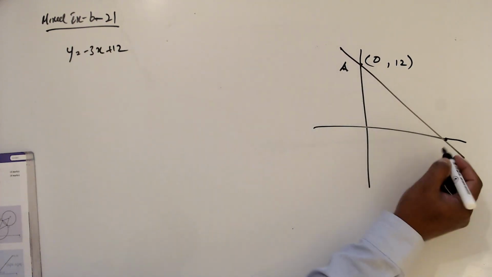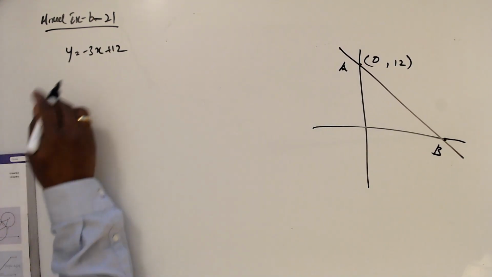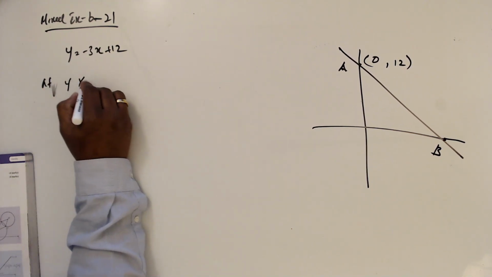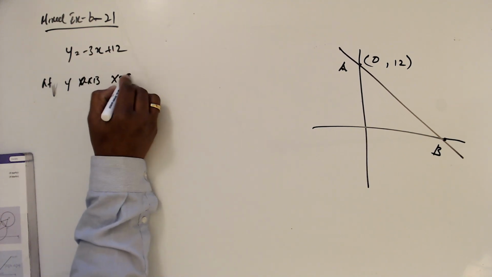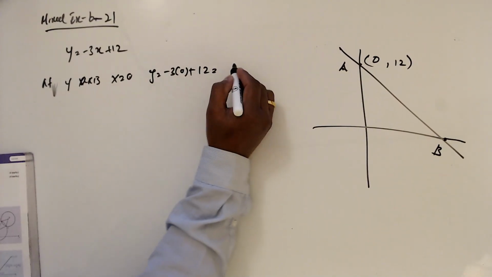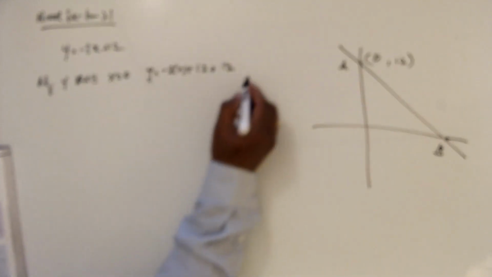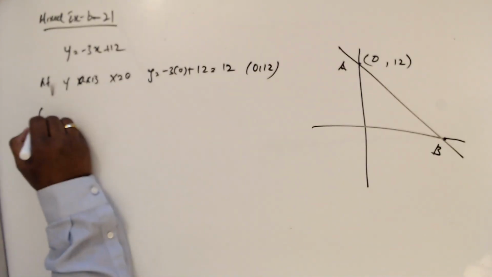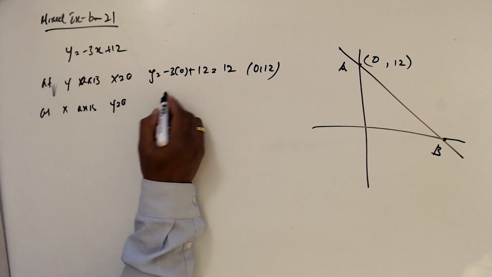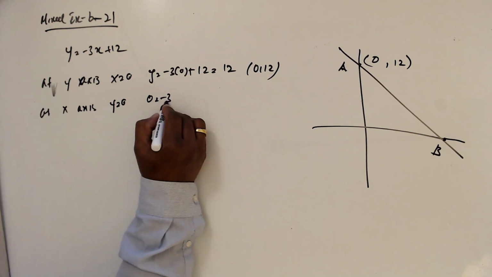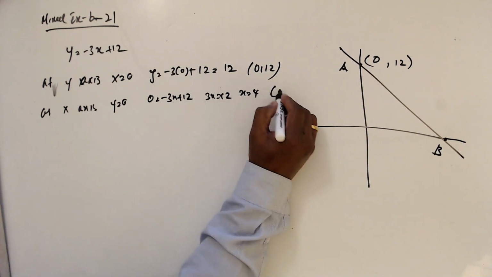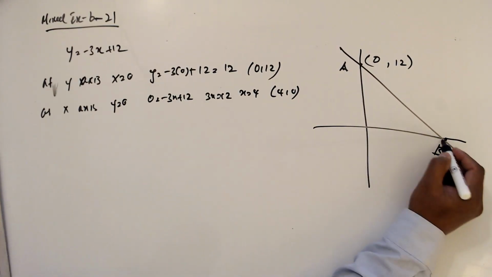I'll take this as A and this as B. At the y-axis, x equals 0. Then y equals minus 3 times 0 plus 12, which is 12. So that point is (0, 12). At the x-axis, y equals 0. Then 0 equals minus 3x plus 12, so 3x equals 12 and x equals 4. This point is (4, 0).